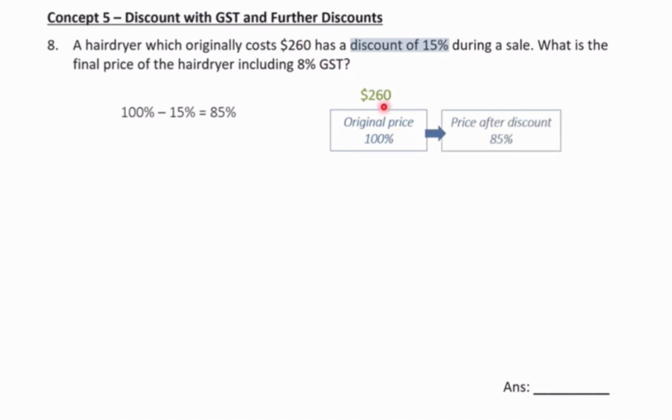Okay, so they gave us 260. 260 is the original price, so it starts here. So this is the discount layer. Then we're going to flow down to the next type of discount, which is the GST. Okay, so we're going down to the GST layer.